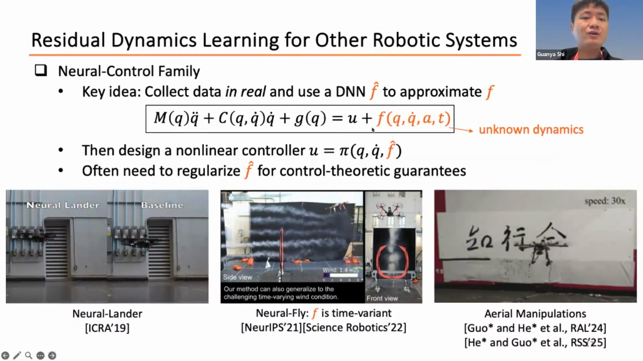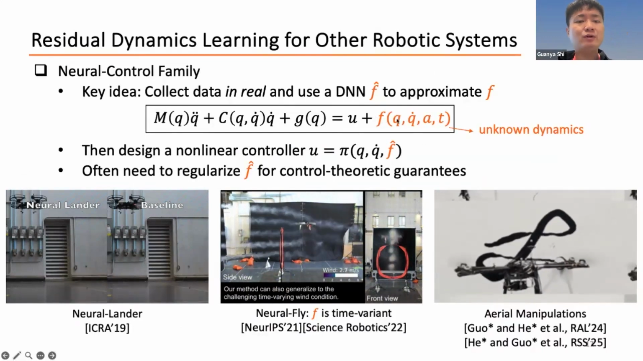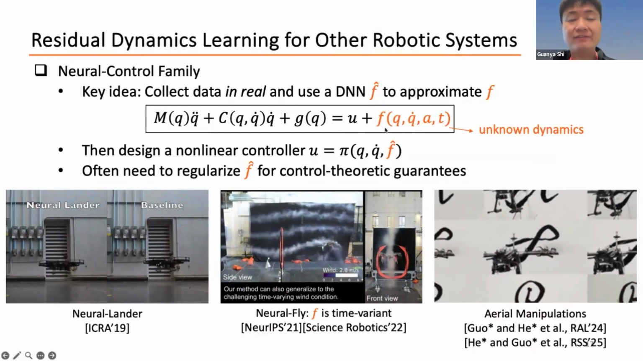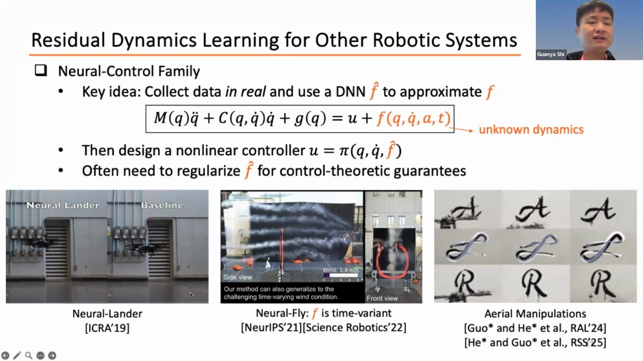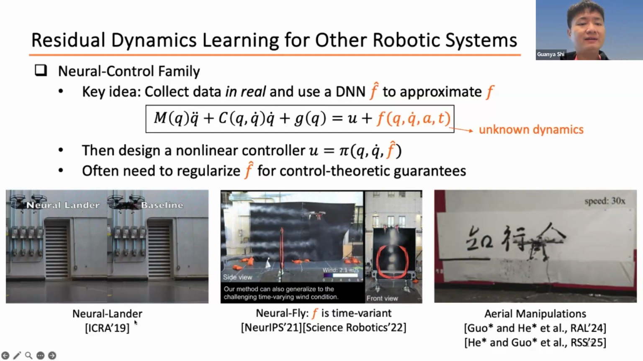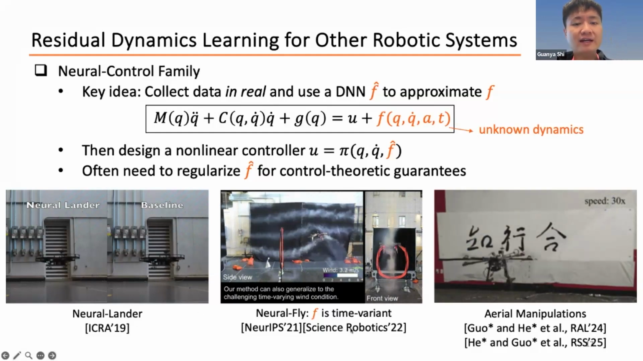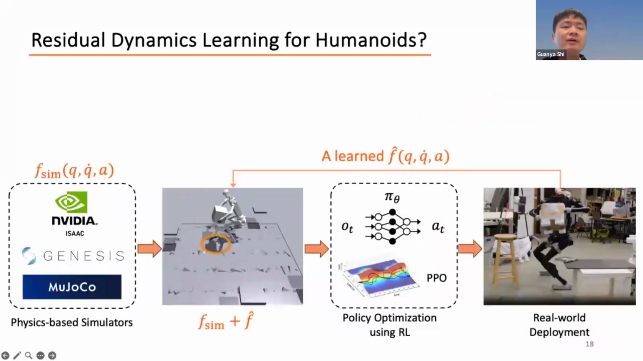Basically, what we did is you can learn a residual dynamics term to approximate this residual dynamics F, right? And then you can design a controller, and this works pretty well for quadrotor and quadruped. For example, this Neural-Lander work, Neural-Fly, and this aerial manipulation stuff. So how about humanoid? Can we do the same thing?